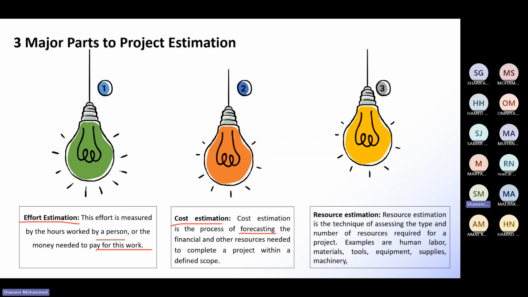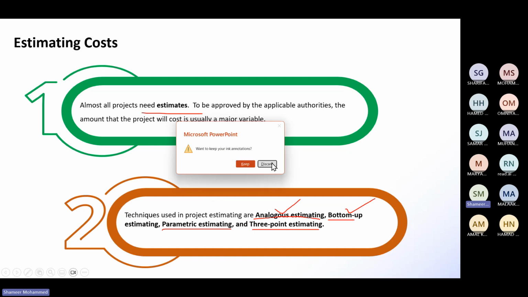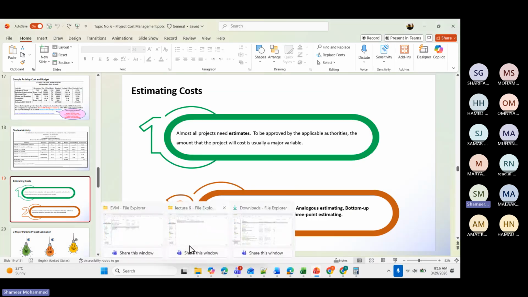Another one, resource estimation. It's a technique to decide how many resources you need for the project. That is the people, the materials, the equipment, servers, everything, hardware, network, what are all the tools required? That is resource estimation. Some of the things that I told you, analogous estimation, bottom up estimation, these are some of the types. So here I will show you in images.